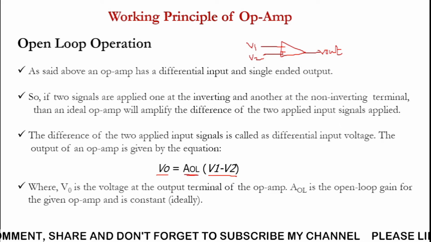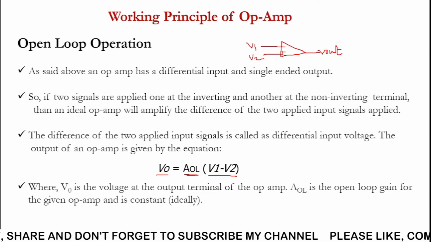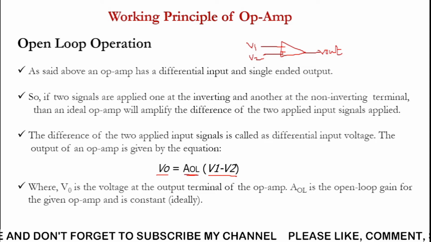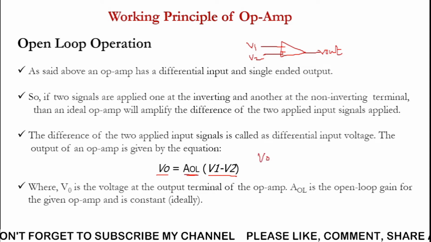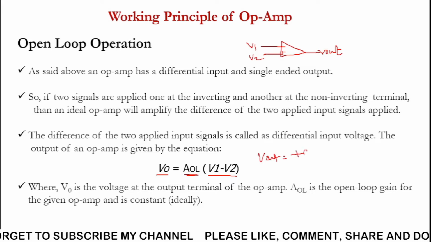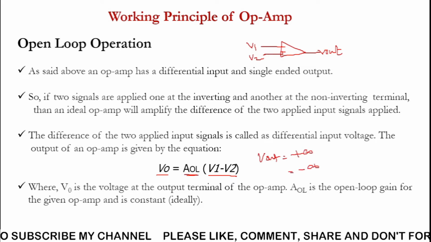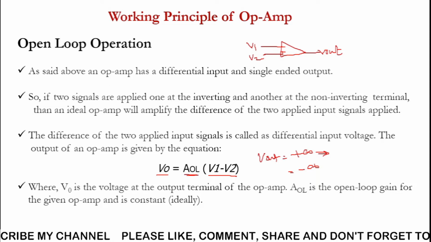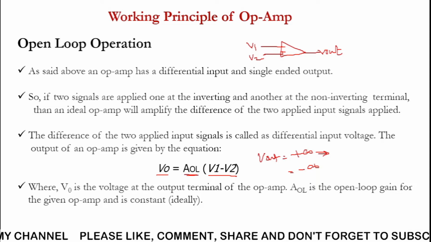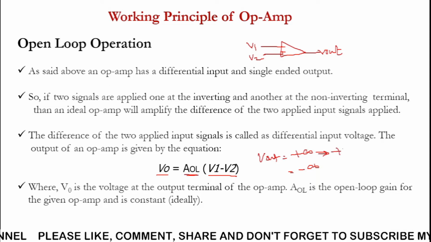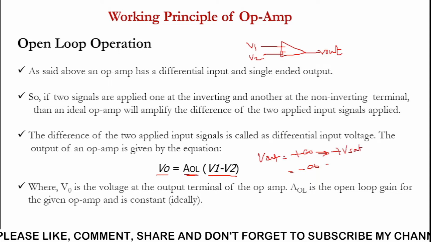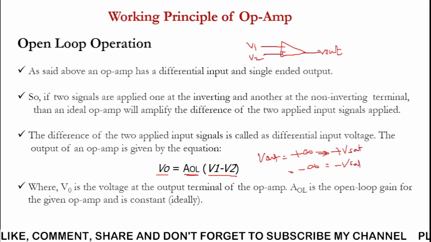AOL is called the open loop gain, and we have seen that ideally it is infinite, but practically it has some value from 20,000 to 200,000. So if AOL is infinity, what do we get? We get V out equal to plus infinity and V out equal to minus infinity.